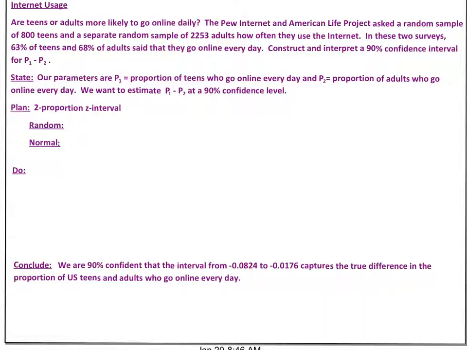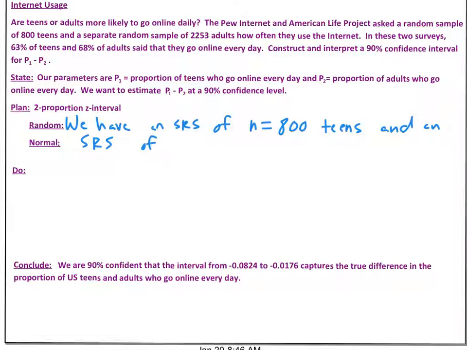So let's go ahead and do that. For random, I would say of n equals 800 and an SRS of 2,253 adults.